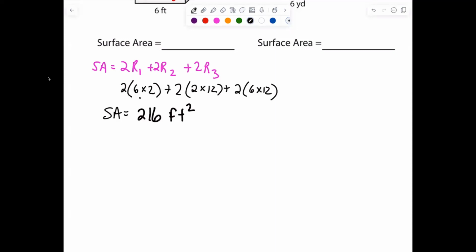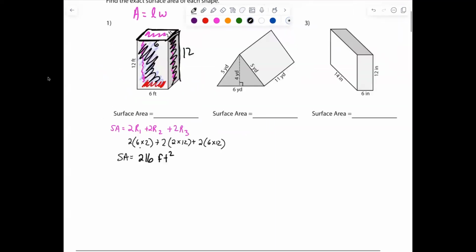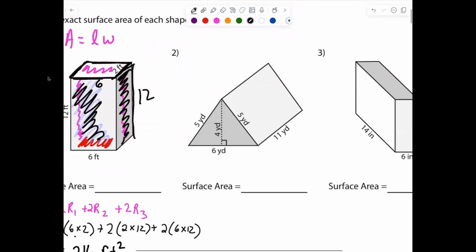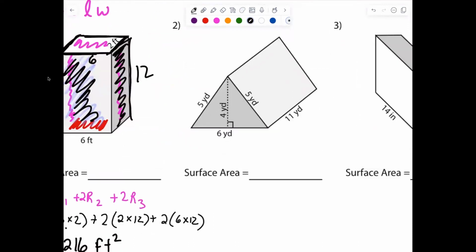Anybody have any problems with 216? All right, now what we're going to do is look at the next shape. The next shape is called a what? It is called a triangular prism. Thank you very much, because the base is a triangle.